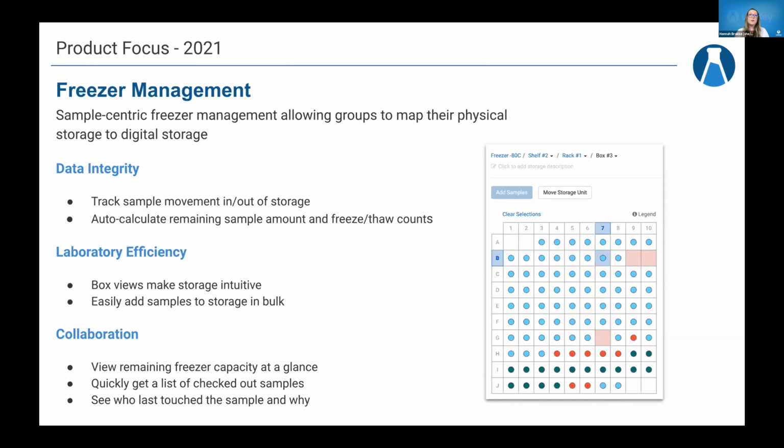And for us, freezer management really is this sample-centric freezer management tool, which allows groups to map their physical storage to digital storage. And when I say sample-centric, it's really this concept that samples don't have to solely exist in a system inside a freezer, right? So you can register them maybe before they arrive to help with efficiency in sample receipt, and then put them in the freezer or storage when you're ready. When they are removed from storage, you still have that sample. You don't have to go traipsing through some deep dive audit log to figure out what that sample is and what the data is associated with it.